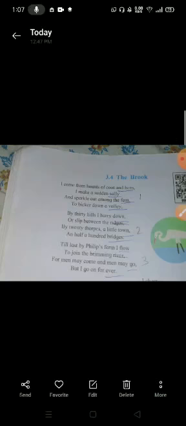So in these three stanzas, we have come to know that the first stanza talks about how the brook is passing, how it is moving down the valley, and how it notices different kinds of birds. Two different kinds of birds are the coot and the hern. In the second stanza: by thirty hills I hurry down, or slip between the ridges, by twenty thorps, a little town, and half a hundred bridges.